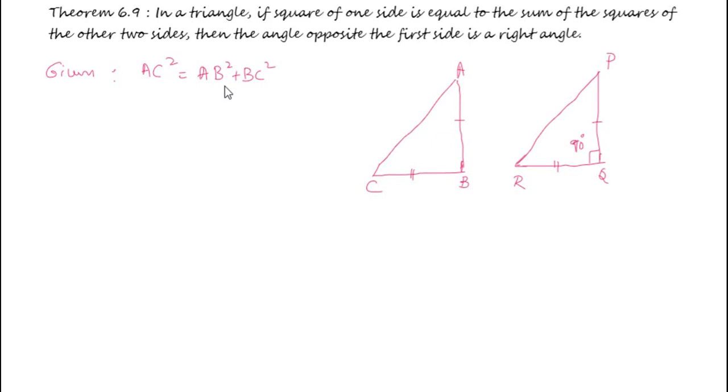This is given. We need to prove that angle opposite to the side AC, that is angle B, we have to prove. To prove angle B is equal to 90 degree.